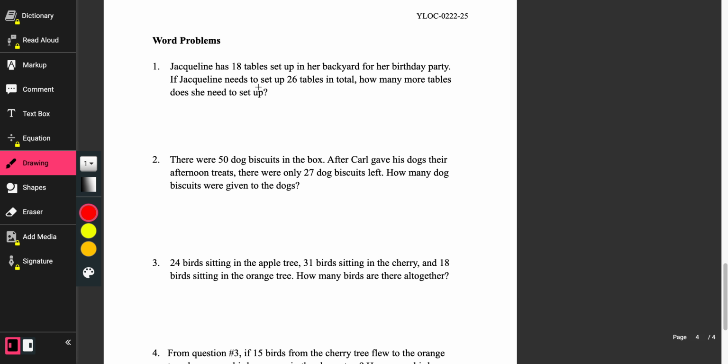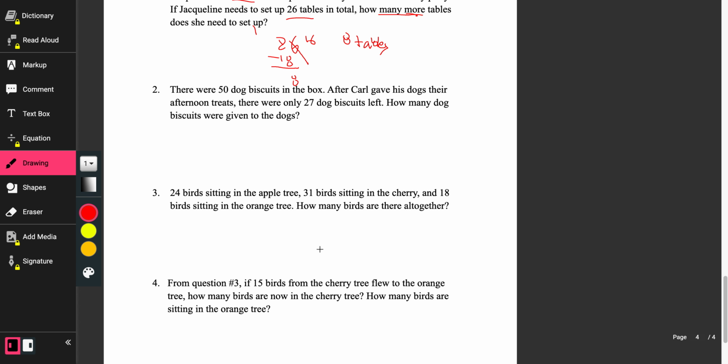Okay, let's do word problems. Jacqueline has 18 tables set up in her backyard for a birthday party. If Jacqueline needs 26 tables in total, how many more tables does she need to set up? So looking at this, it says how many more tables does she need to set up. So she has 26 tables that she needs to set up, but she's only done 18. So we're going to do 26 minus 18. So that's going to change to 6, 1, and that's going to be 8. So how many more tables does Jacqueline need to set up? 8 more tables.